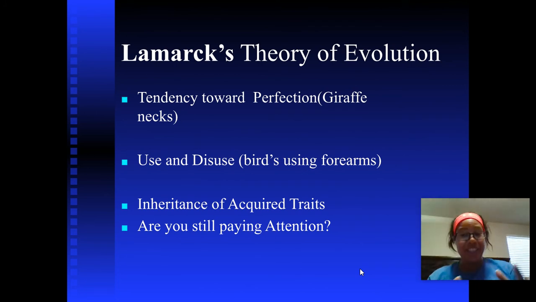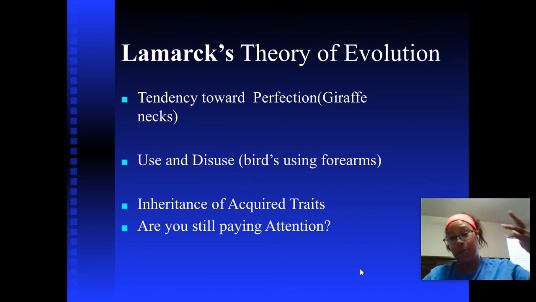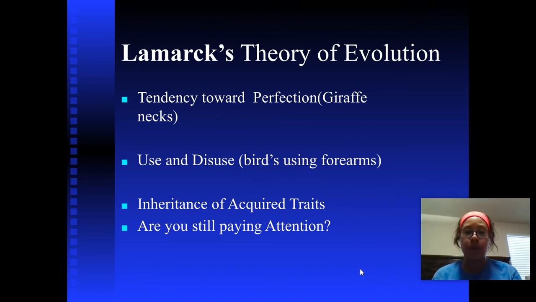We know this is not true. No matter how much you flap your arms, you will not gain the ability to fly. He also thought there was an inheritance of acquired traits, and I'm going to talk about what the difference of derived and acquired traits are later, but basically this would be like if I dyed my hair blue, then I had a kid and my kid had blue hair, and we know that that's not how it works.